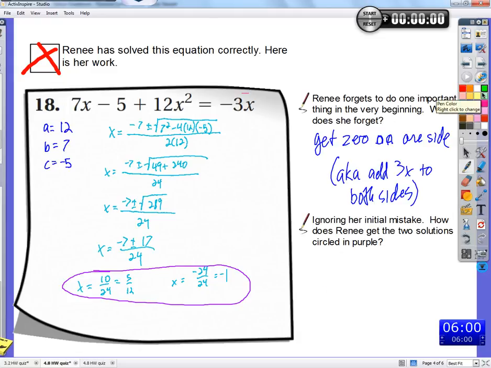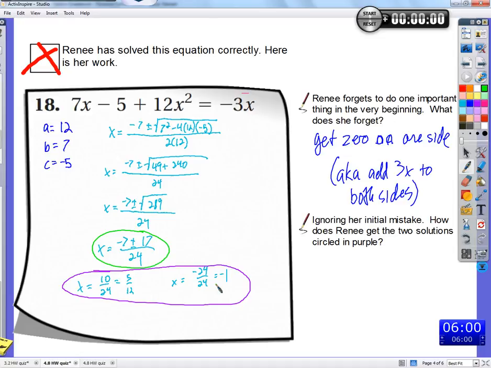Questions at all confusing to you? Let me just clarify before we talk about it together. We're here at this step, and then all of a sudden we have these two different solutions. And that's the question: how do we get from there to the purple circle there? So how do we do that?